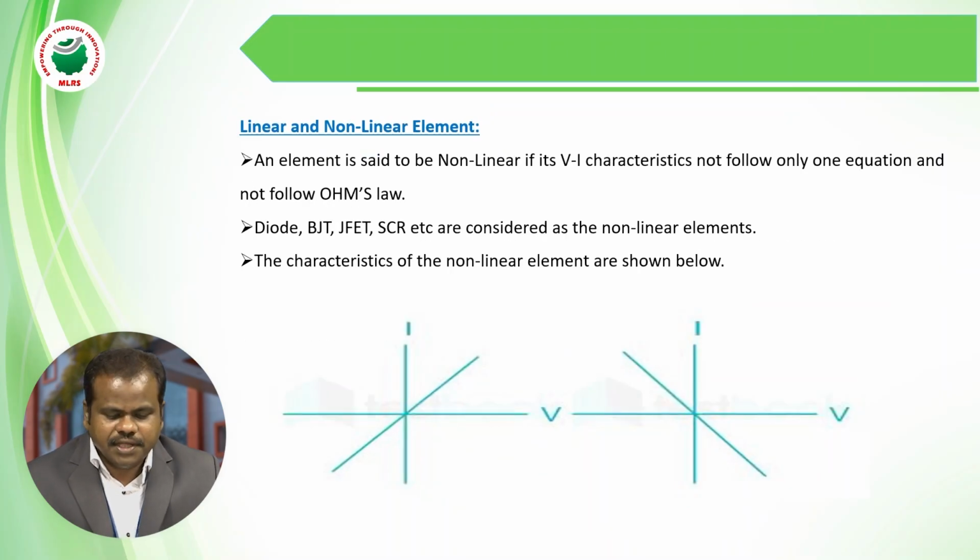So coming to the non-linear element, the element which does not satisfy the linearity concept, nothing but if the VI characteristics does not follow one equation and does not follow Ohm's law, then it is called a non-linear element. For example, semiconductor devices like diode, BJT, JFET, SCR can be considered as non-linear elements.